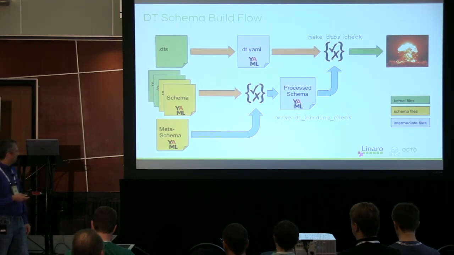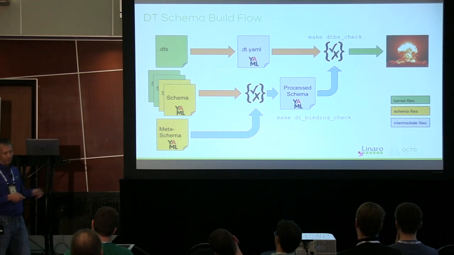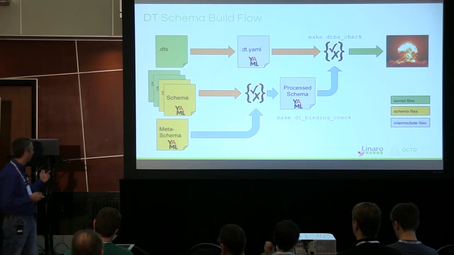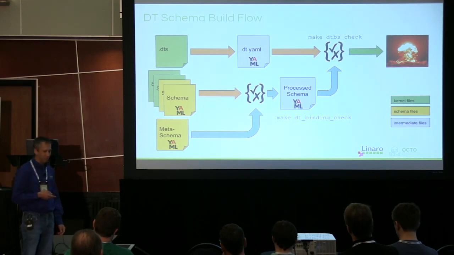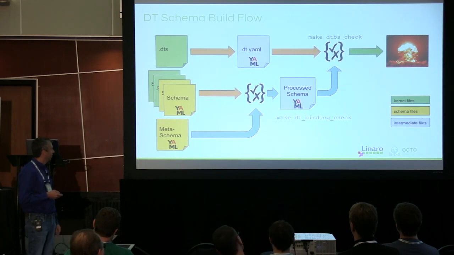And also the YAML encoding, which I think is in the next slide, always encodes even a single int as a matrix, so a 1x1 matrix. And so we fix that up, so the binding doc defines an int, and we fix it up to be a 1x1 matrix. So then the processed schema file is generated. Then you can run make DTBs check, which runs DTC and generates the dt.yaml file, which is the YAML encoding of the DTS, the built DTS. Then runs that through the validation tool and dumps out a bunch of warnings.